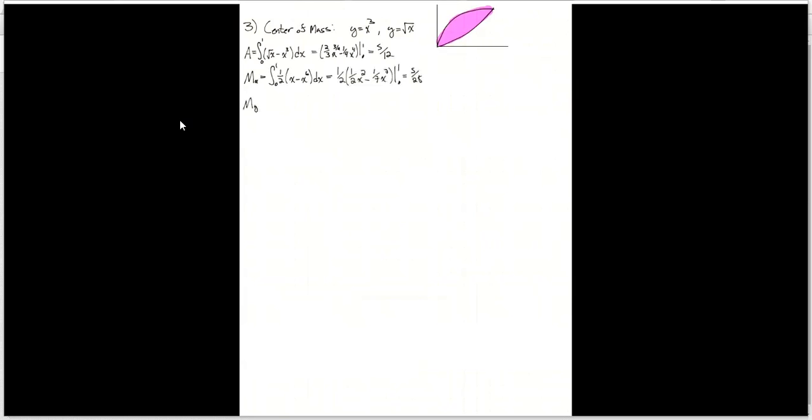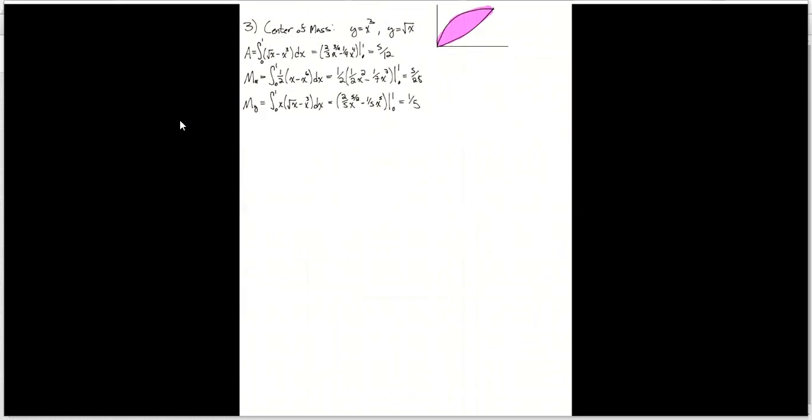So similarly, we're going to find My. This is equal to the integral from 0 to 1 of x times the square root of x minus x to the 3rd dx. Another pretty easy integral to solve. So that's 2/5 x to the 5/2 minus 1/5 x to the 5th. And this is evaluated from 0 to 1 again. And this gives us a value of 1/5.